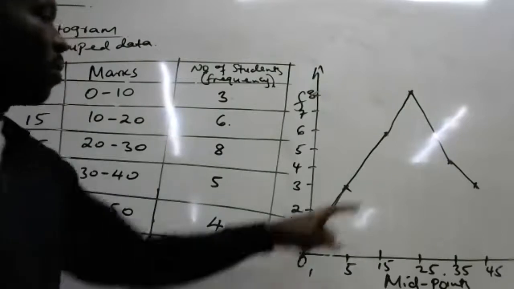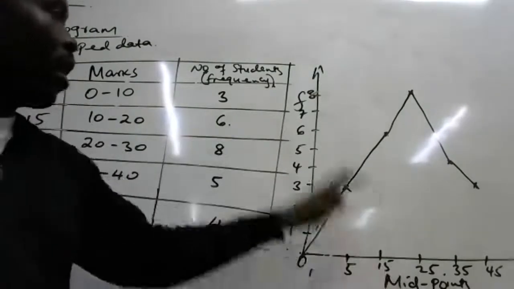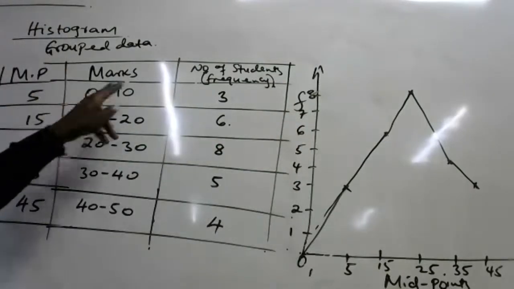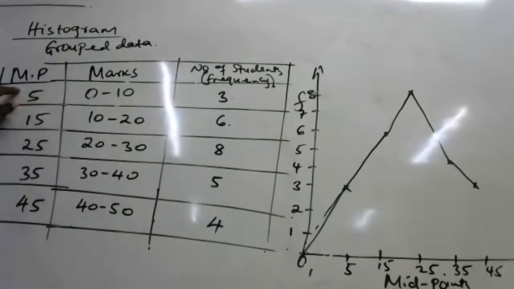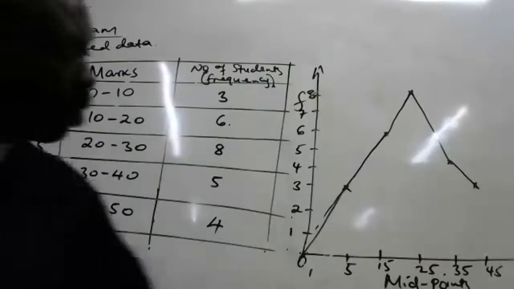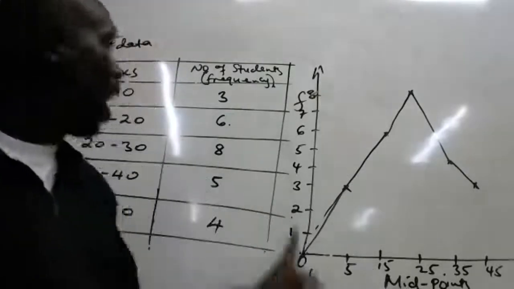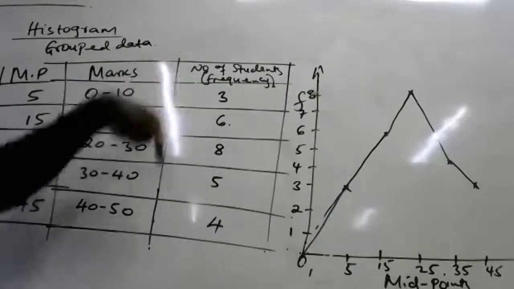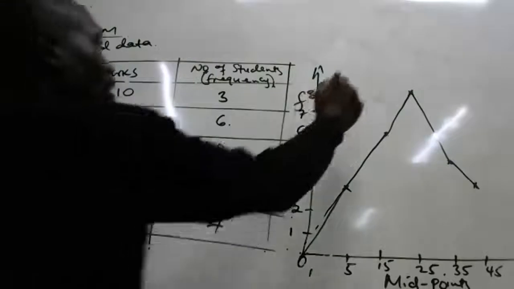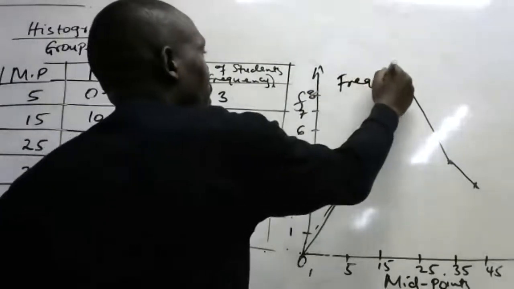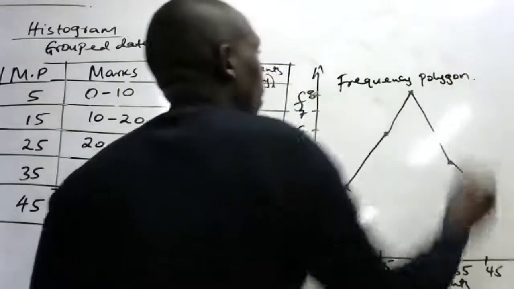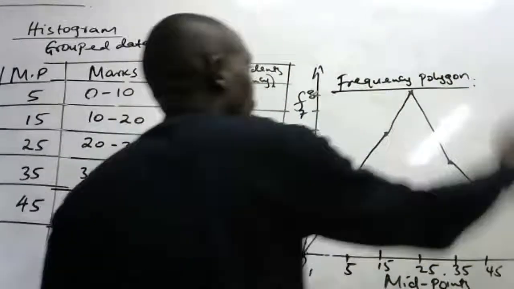So this is the frequency polygon, using the midpoints and the frequencies. I have shown you how to get the midpoints: lower limit, upper limit, add them, divide by two. This plus this divided by two, you get this. So the midpoints are going to be on the x-axis, and on the y-axis, you use the frequencies that you are provided. That is the frequency polygon. That is it.